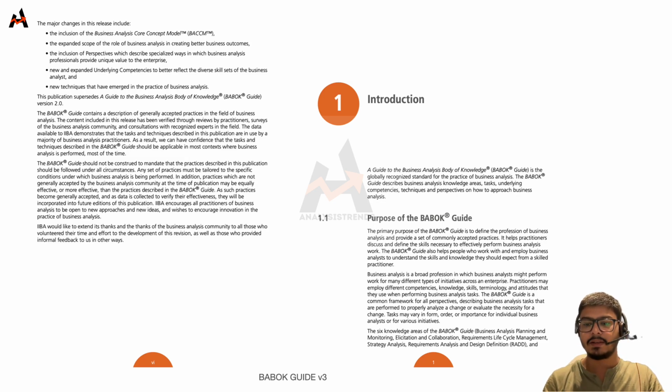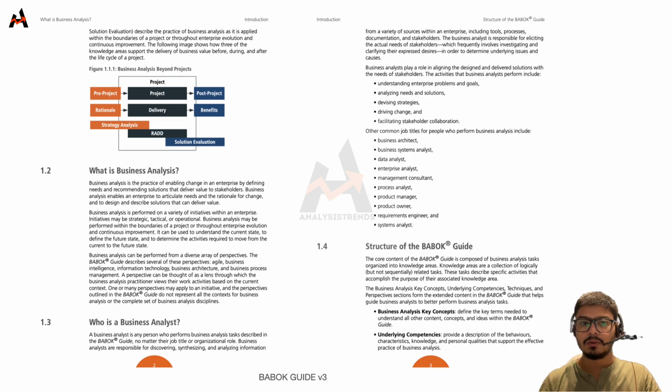Now there are six knowledge areas in the BABOK guide, which are actually the core tasks of a business analysis process. The first one is business analysis planning and monitoring. Then you have elicitation and collaboration, then requirements lifecycle management, strategy analysis, requirements analysis and design definition, and solution evaluation. So these six knowledge areas are the actual tasks of a core business analyst. This will help a business analyst to perform all the business analysis activities.